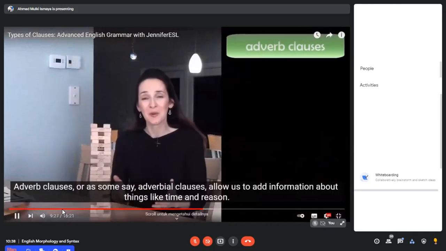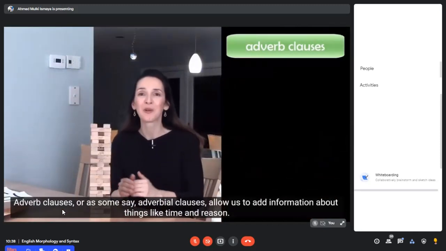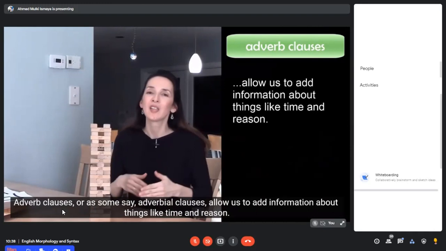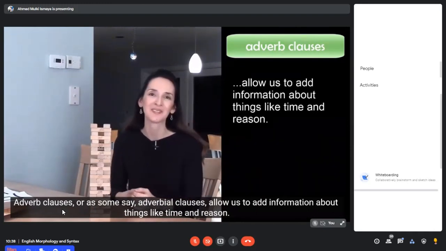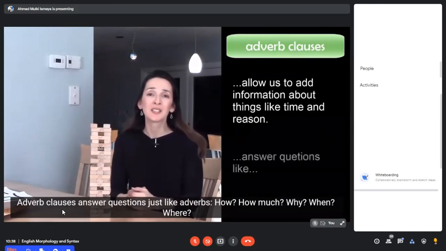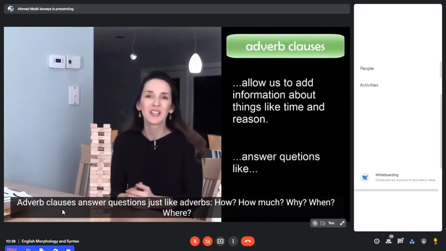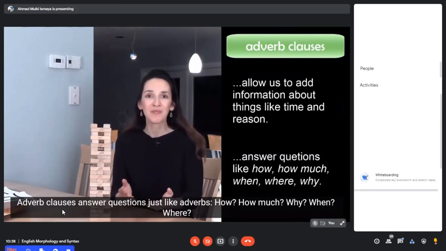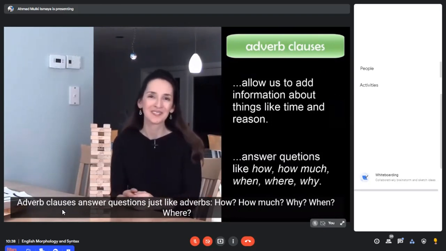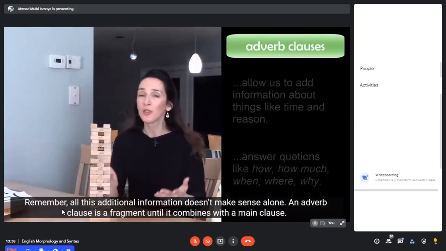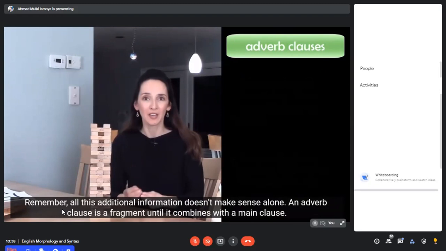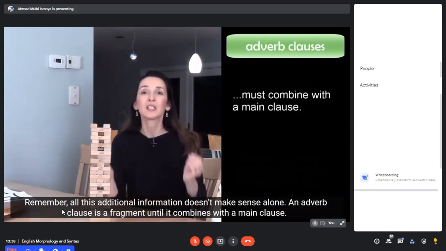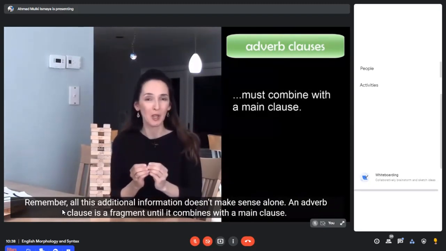Adverb clauses, or as some say, adverbial clauses, allow us to add information about things like time and reason. Adverb clauses answer questions just like adverbs: how much, when, where, why. Remember, all this additional information doesn't make sense alone. An adverb clause is a fragment until it combines with a main clause.